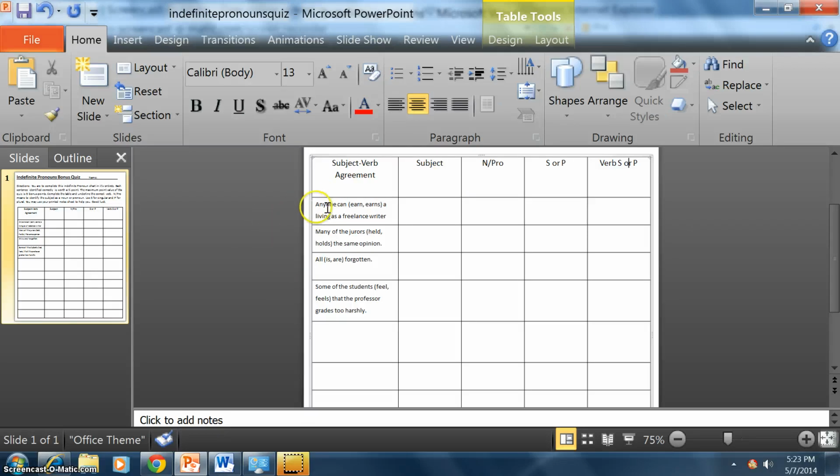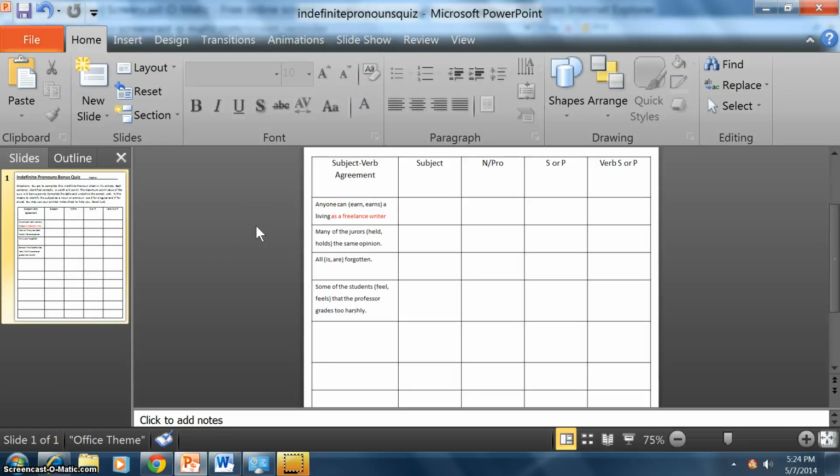So in this first example, I need to go ahead and figure out first where the prepositional phrase is. I see the word as, that is going to set up a preposition. So, as a freelance writer. Easy. I know that that's a prepositional phrase because it begins with the word as. I see the words can, a, living, and anyone.